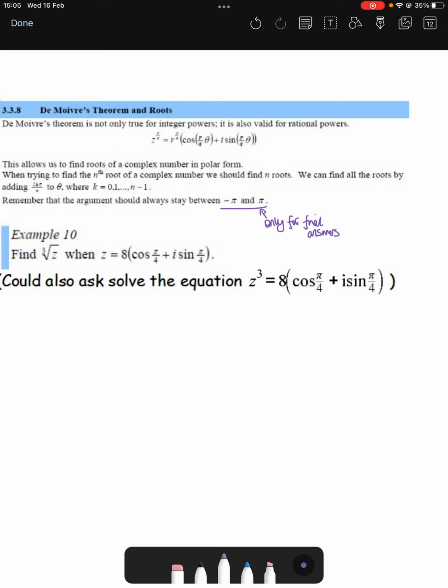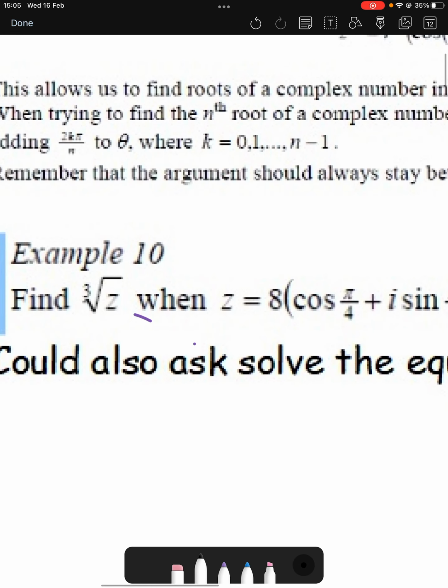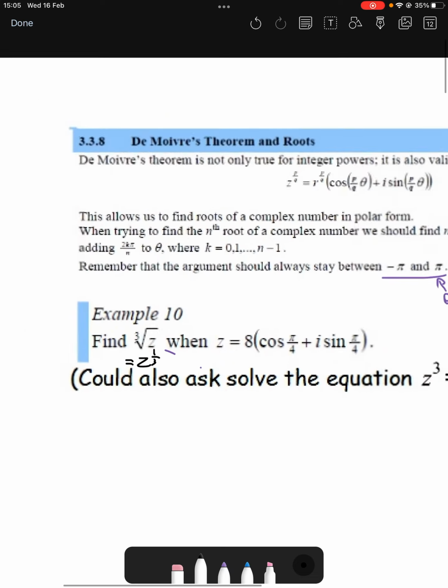So what we've got here is: find the cube root of z, when z is this, and they've given it to us in polar form. Now, there are other ways they can ask this question. One way is they could ask you to solve z cubed equals 8 cos pi over 4 plus i sine pi over 4. Obviously, z to the power of a third is the same as that, and that's what I'm going to be thinking about when I'm doing this.